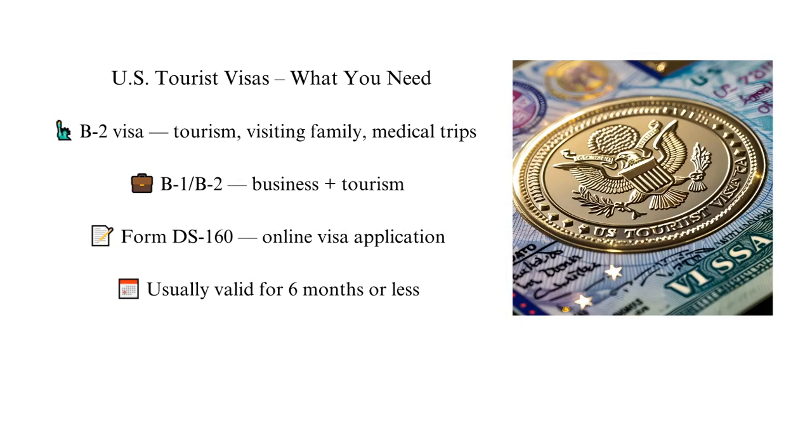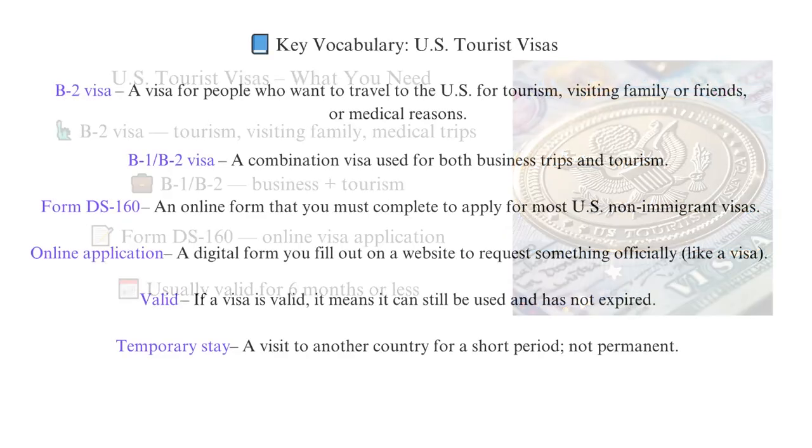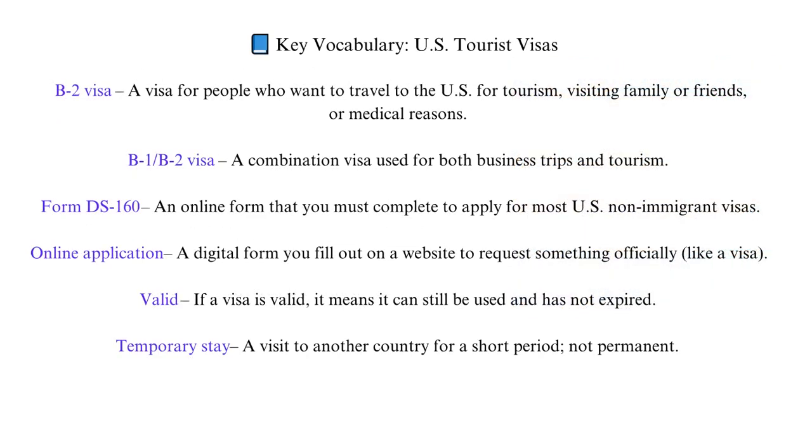Let's talk about US tourist visas. The B2 visa is for tourism, visiting family, or medical trips. The B1 or B2 visa combines business and tourism. You must fill out Form DS-160. It's an online visa application. Most tourist visas are valid for 6 months or less. Key vocabulary: US tourist visas.